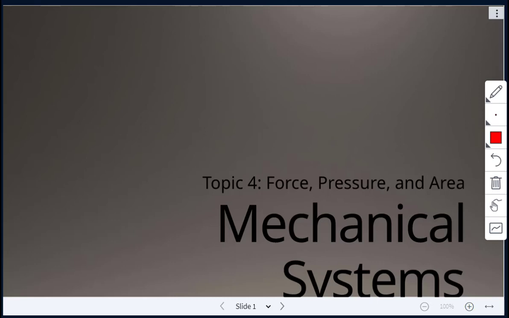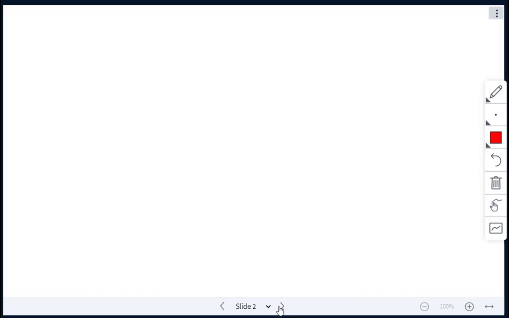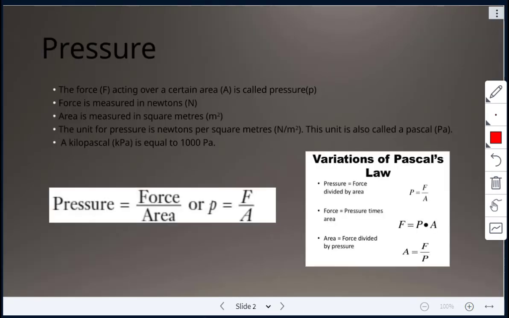Okay, so we're looking at topic 4 today in mechanical systems. We're going to look at force, pressure, and area. So just review, we did look at pressure in our very first unit. So the force F acting over a certain area, so capital A, it is called pressure, shown as P.